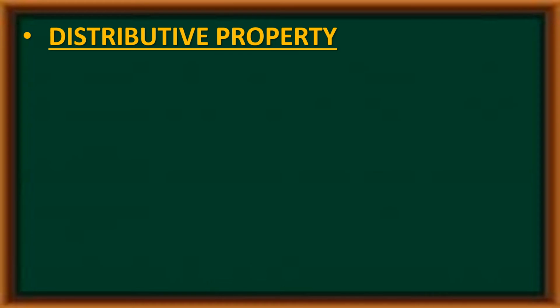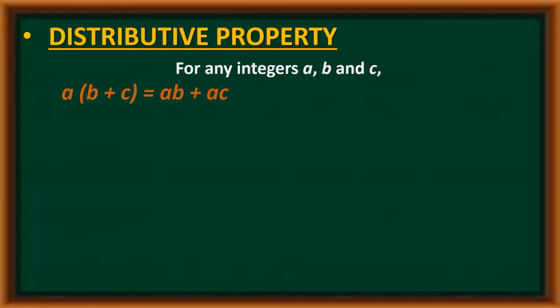Distributive property. Sa property na to, from its word, distribute, ibig sabihin, ipapamahagi natin siya sa bawat isa. For any integers a, b, and c, we have a quantity b plus c is equal to a times b plus a times c. And we have a quantity b minus c is equal to a times b minus a times c. Okay, dito, dinistribute natin si a kay b, kaya we have a times b.